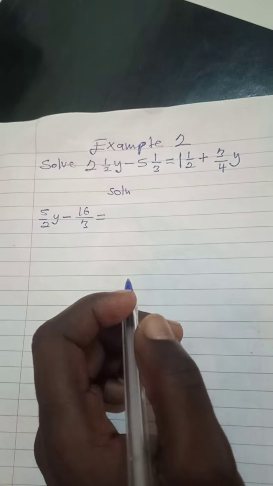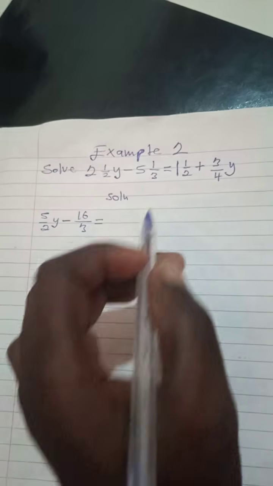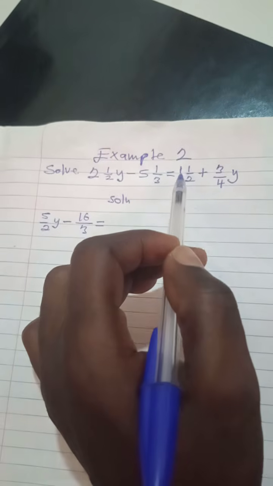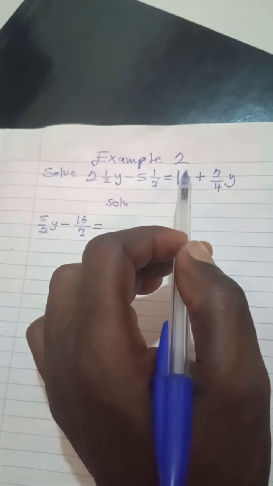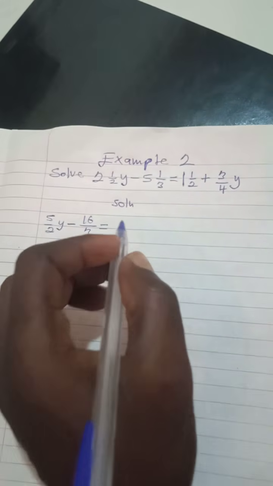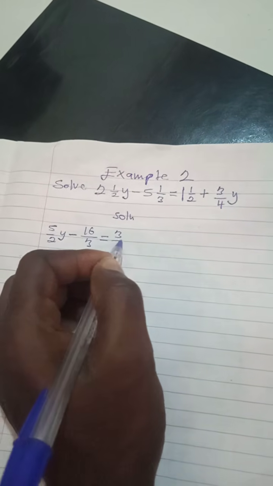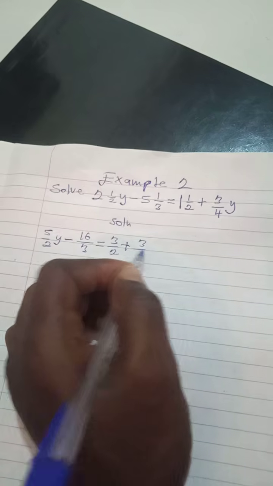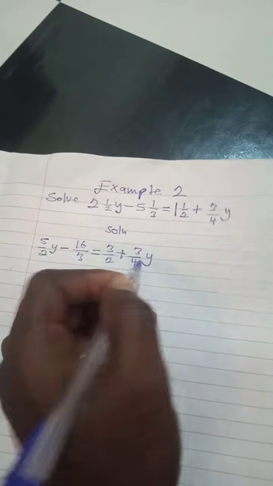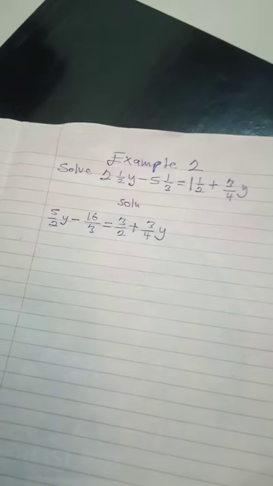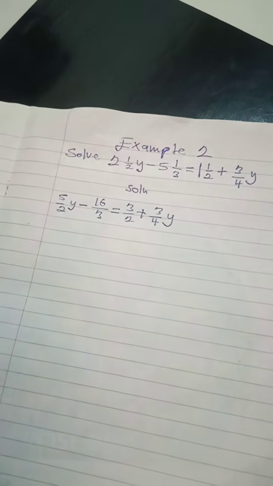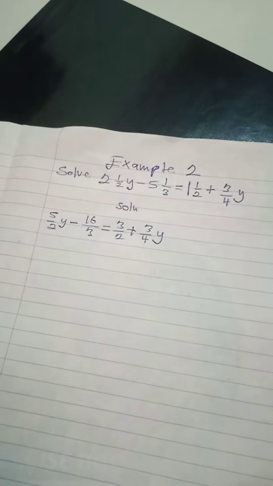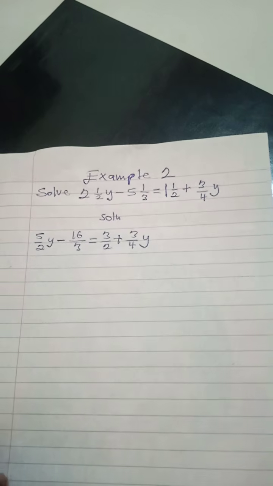Okay. So 16 over 3 equals this one. 1 whole number 1 over 2: you multiply the 1 by the 2, you get 2, plus 1, you get 3 over 2. Plus 3 over 4y, right? Yes. So now you have been able to change the mixed fraction to improper fraction.